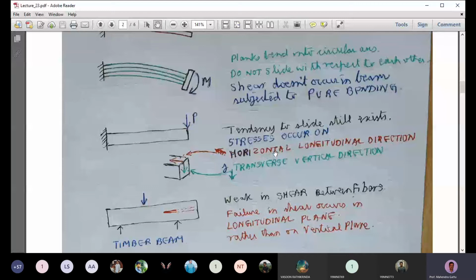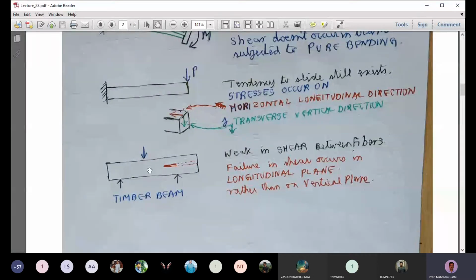The horizontal shear acts in the longitudinal direction. Suppose you have a beam made of timber planks. The beam can fail either by vertical shear, that means failing in the vertical direction due to shear, or it can also fail in the longitudinal direction. Usually timber beams fail along the weak planes, so if the weak planes in shear are oriented in this direction, these timber beams can fail like this.